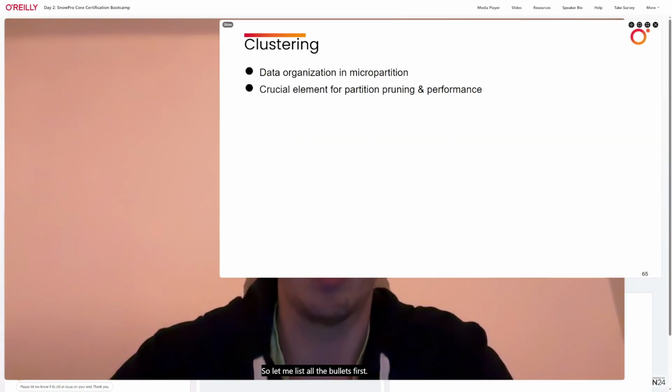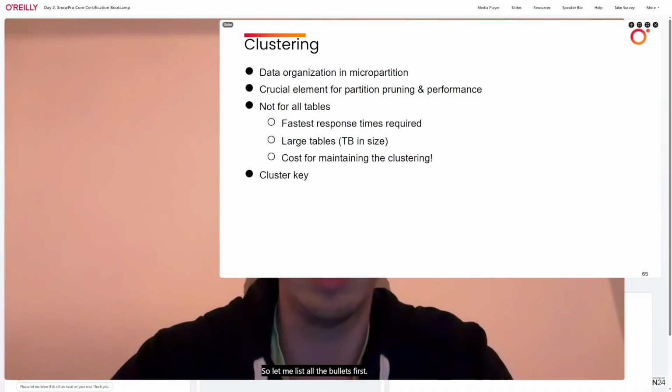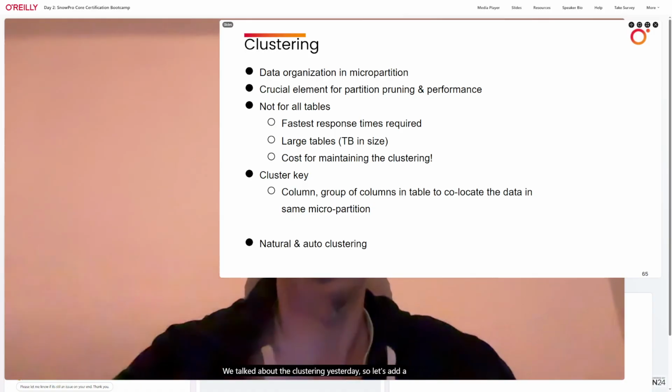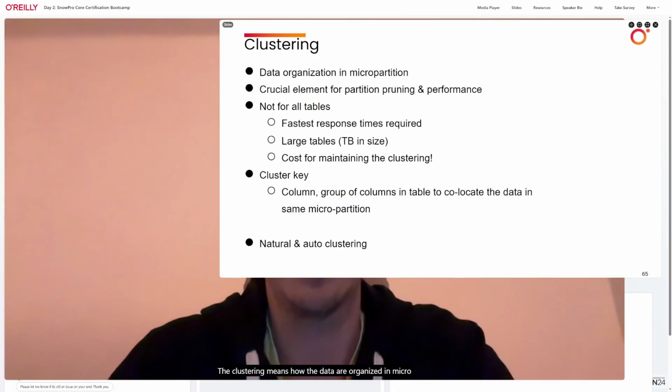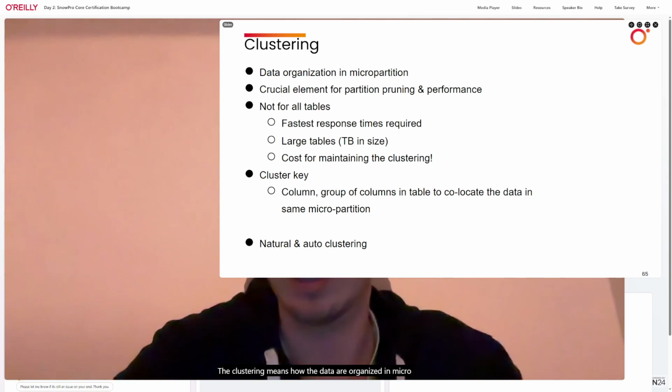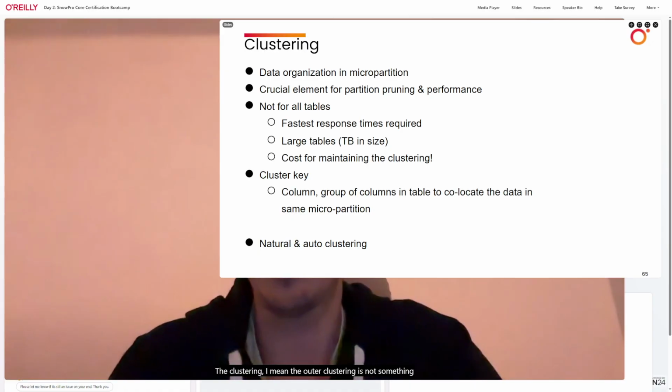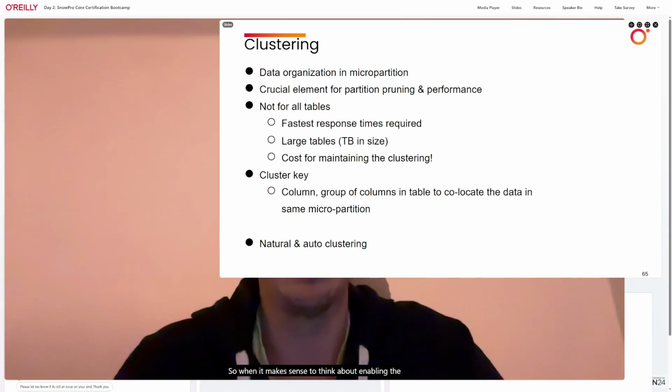Clustering, yeah. So let me list all the bullets first. We talked about the clustering yesterday, so let's add a few more details here. The clustering means how the data are organized in micro partitions. So that's the crucial element for the micro partition pruning and for the performance. The auto clustering is not something that you would do for all the tables. So when it makes sense to think about enabling the auto clustering, you have large tables, and by large I mean the table is in terabytes in size.